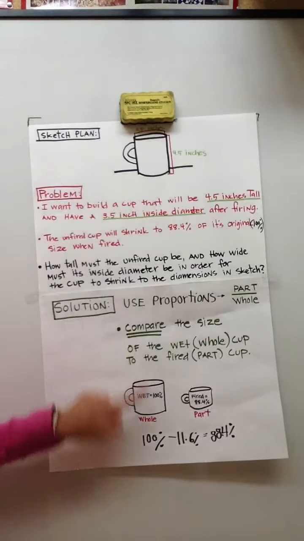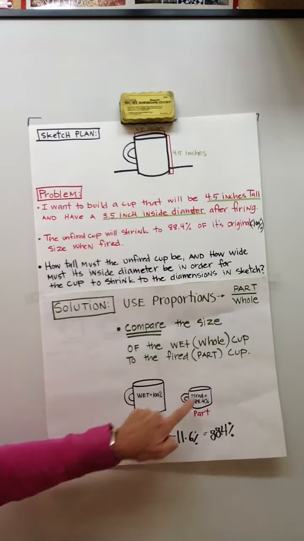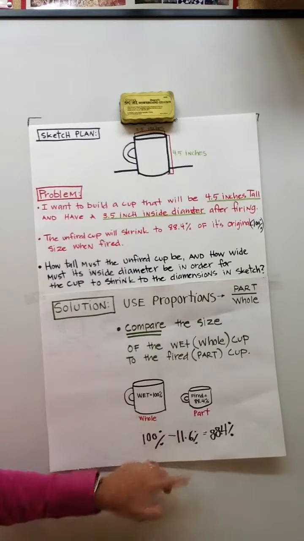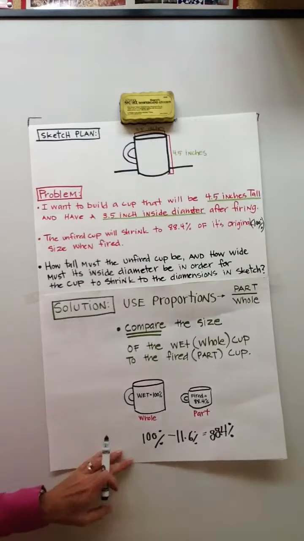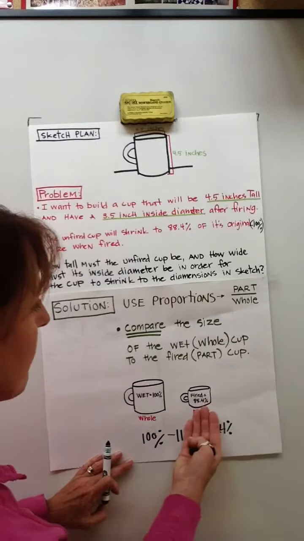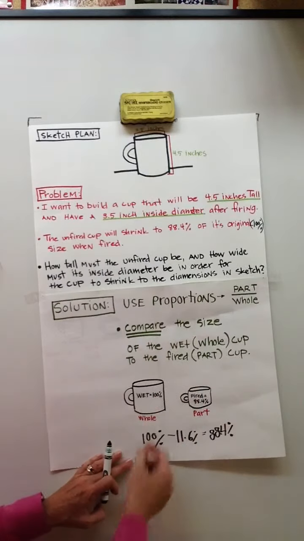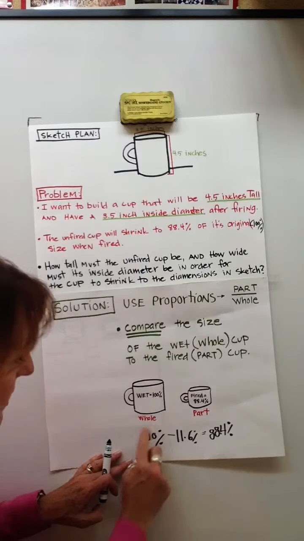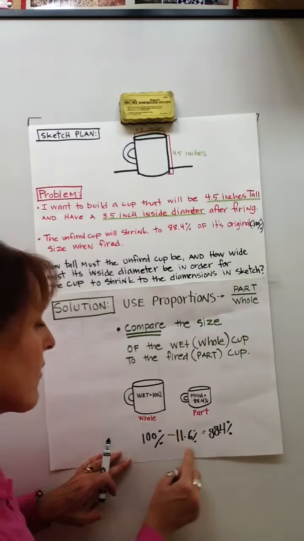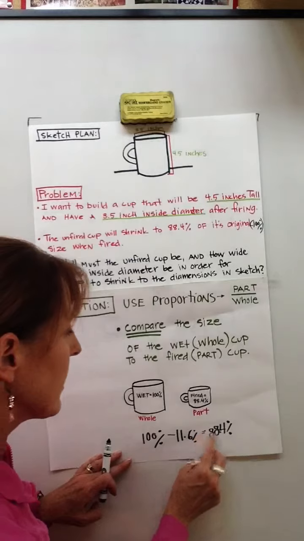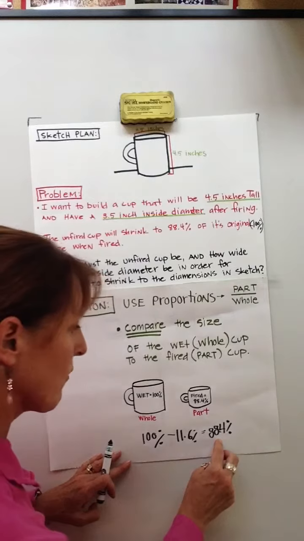Okay. Here we go. Wet is 100%. Here it is, the whole cup. Fired is 88.4%, which is the partial cup. In the last video that you saw, we figured out that the fired cup is 88.4% of its original size because we took the whole cup and said it was 100%. Remember that little diagram where I said it's going into the kiln and it shrinks 11.6%? And when it's done, it's 88.4% because 100% minus 11.6% is 88.4%.